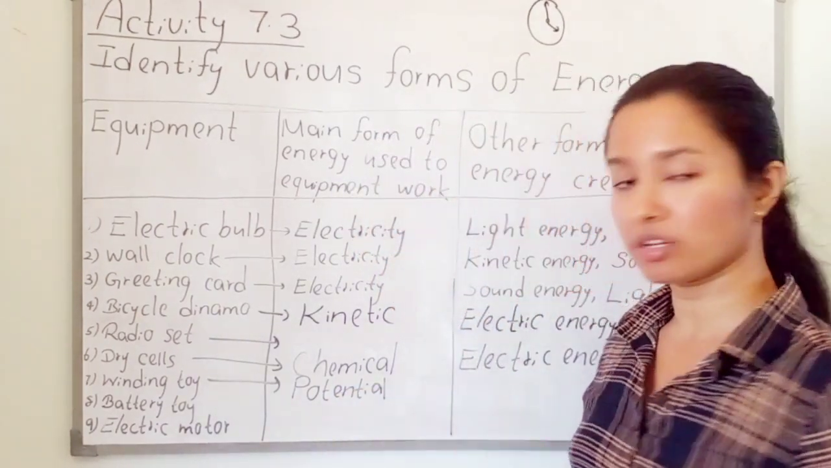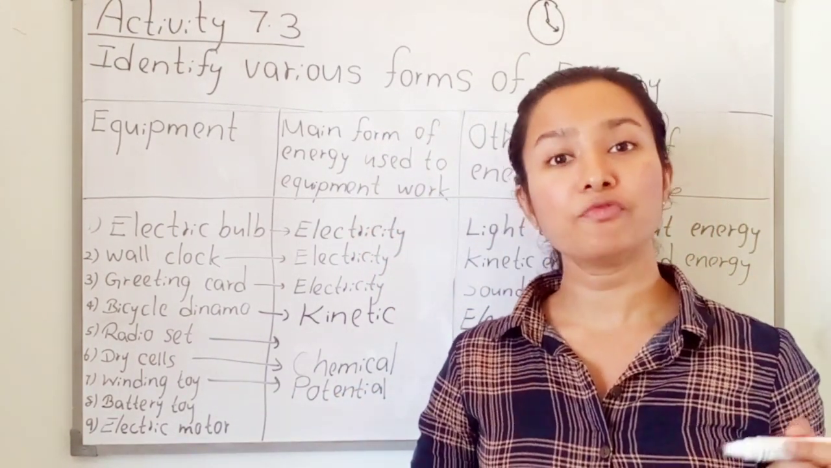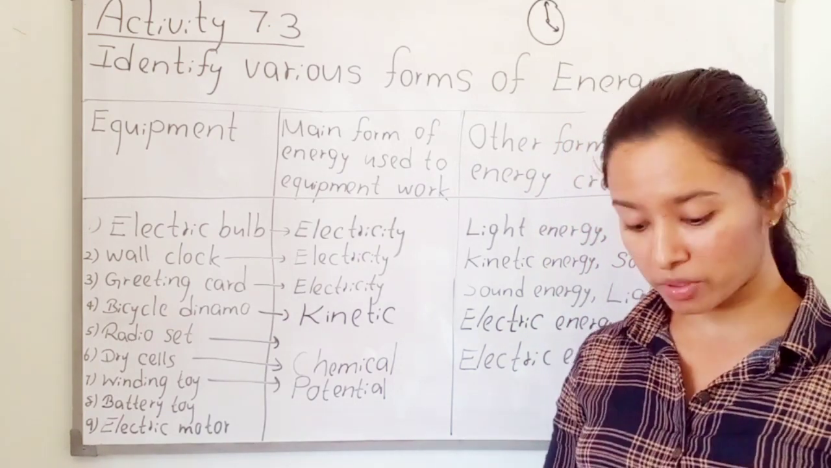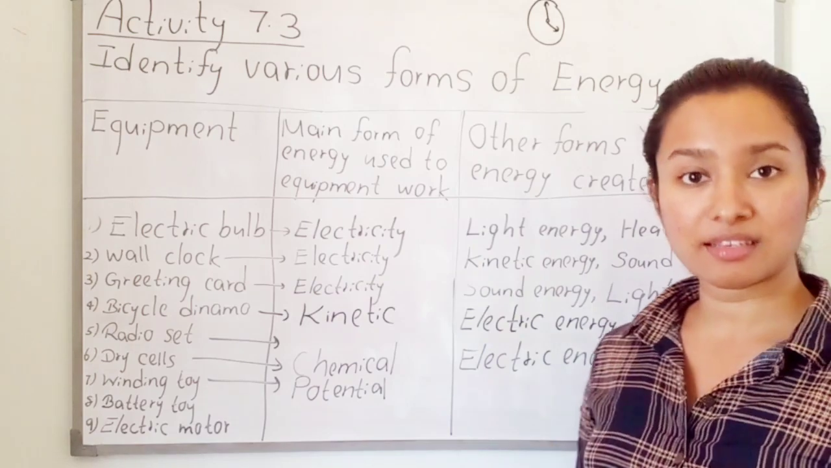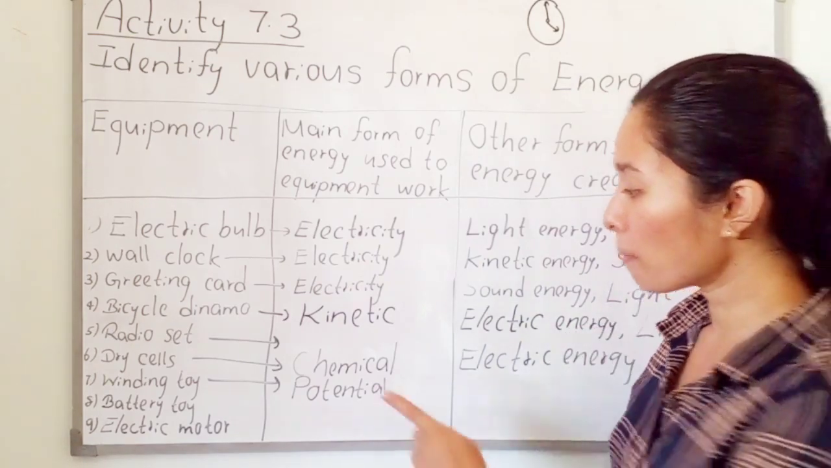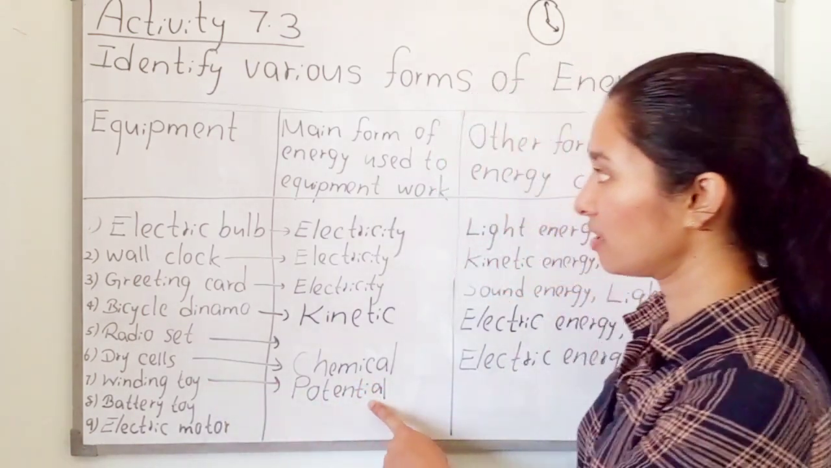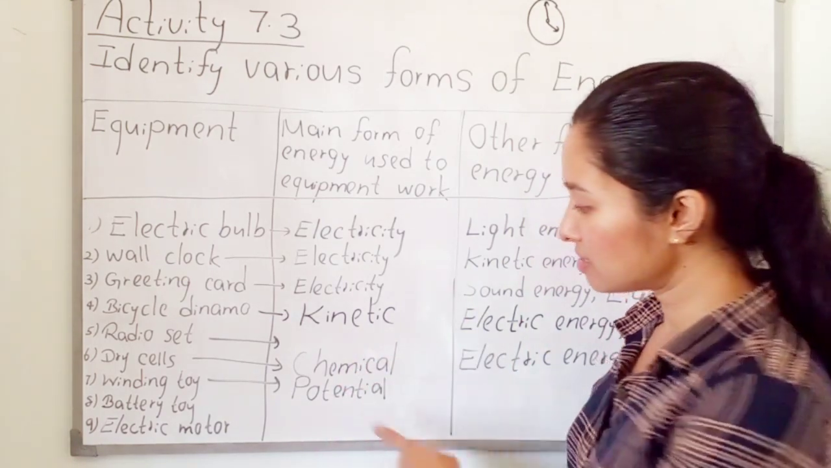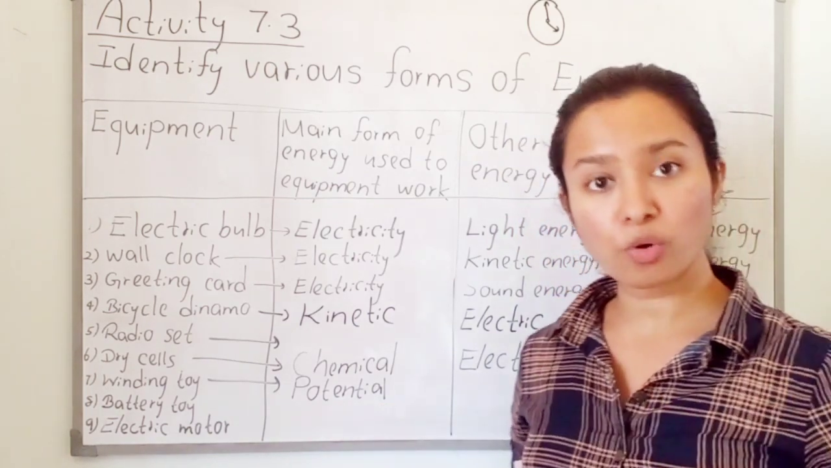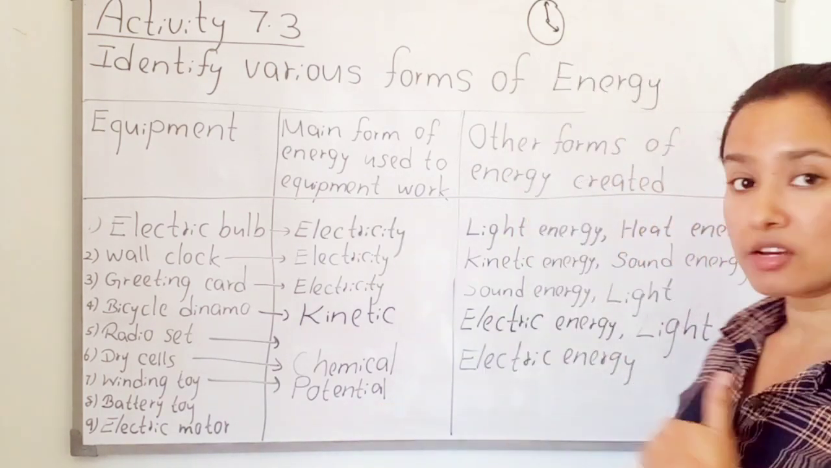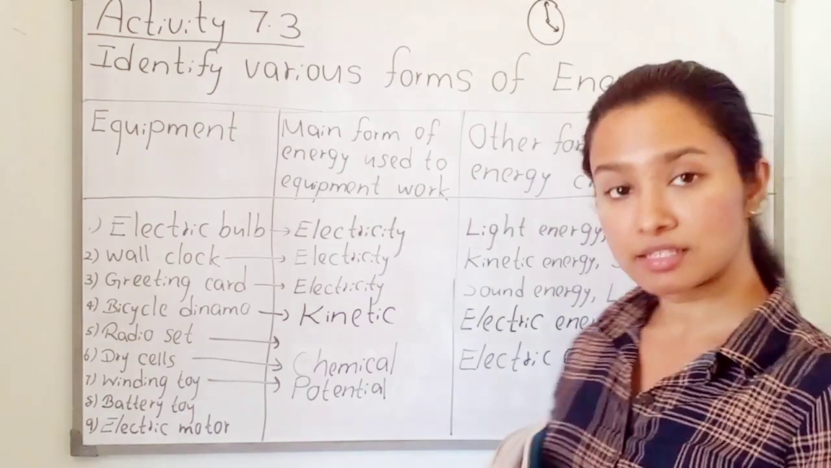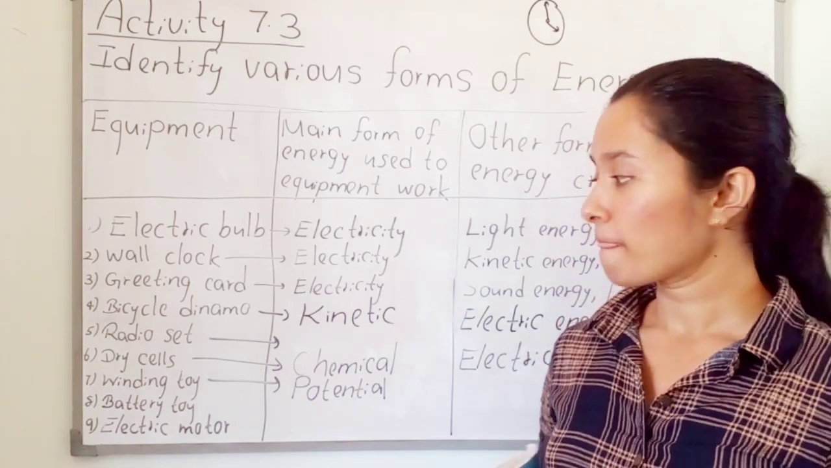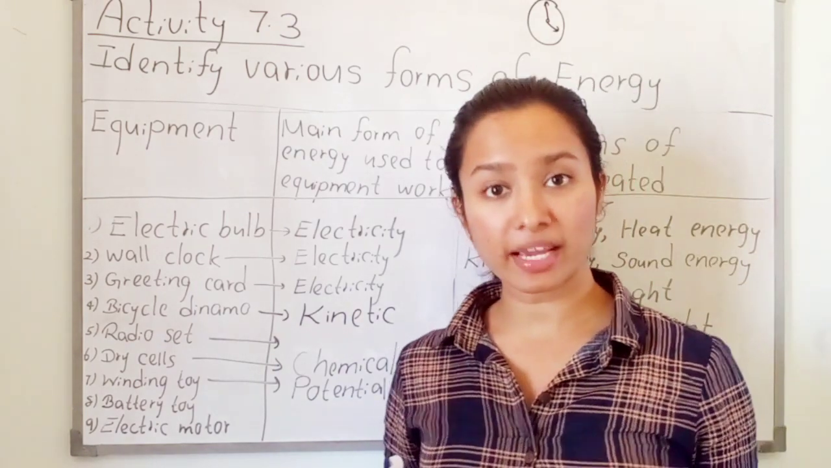That means potential. Potential means Vibhava Shaktiya in Sinhala. So don't be afraid. We are going to discuss all these energies later. So, winding toy: the main form of energy used to make the equipment work is potential energy. We have to wind it. Then what are the other forms of energy created? There are some sounds in the toy and some lights, and also sometimes there are some winding cars.